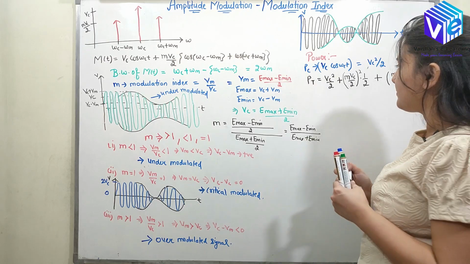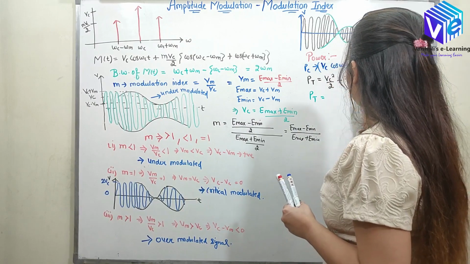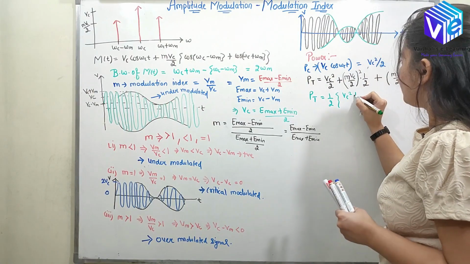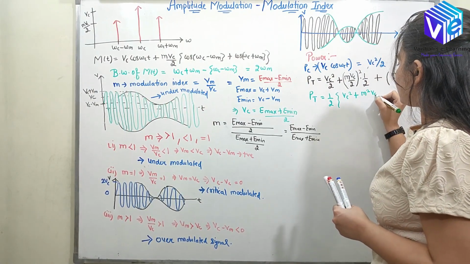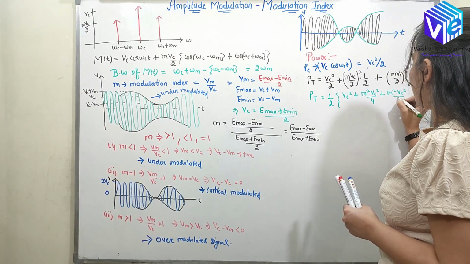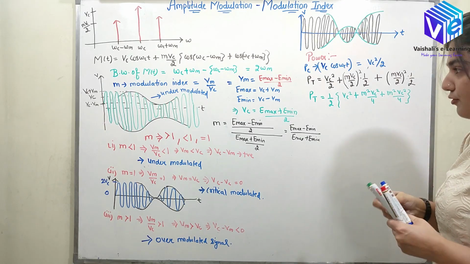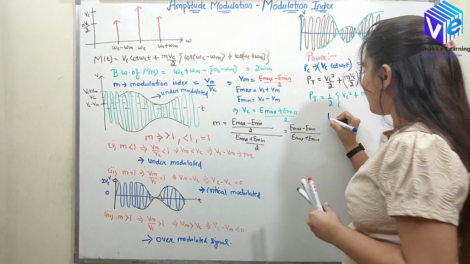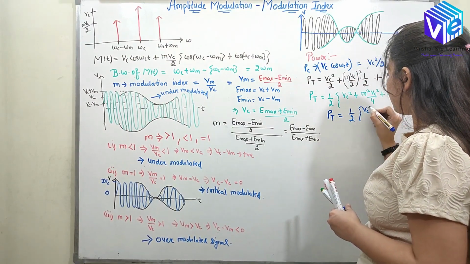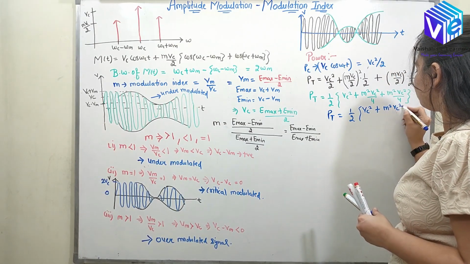So now if I have to represent total power, taking 1 by 2 common, I am left with Vc square plus m square Vc square upon 4 plus m square Vc square upon 4. Now this m square Vc square by 4 and this m square Vc square by 4 get added up, and I am left with total power equal to half of Vc square plus m square Vc square upon 2.